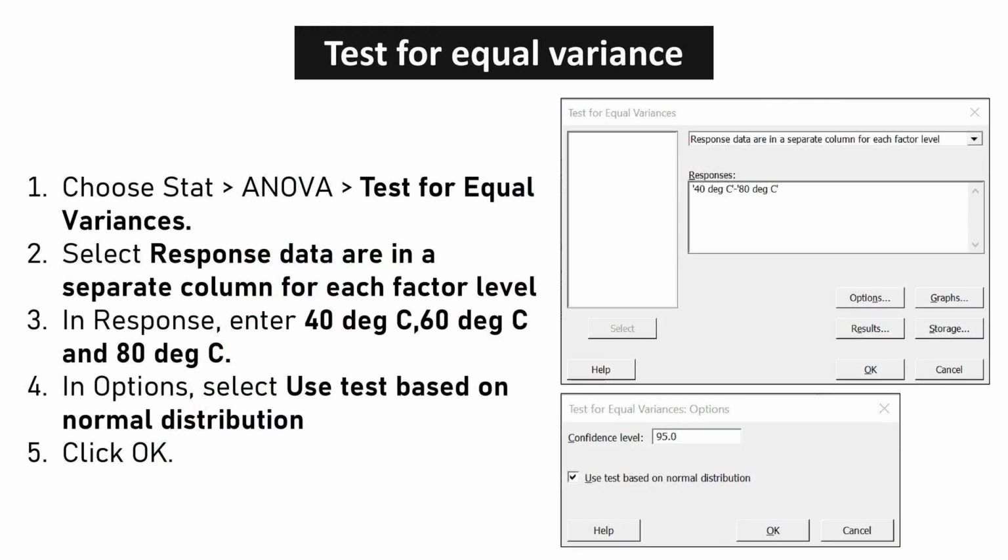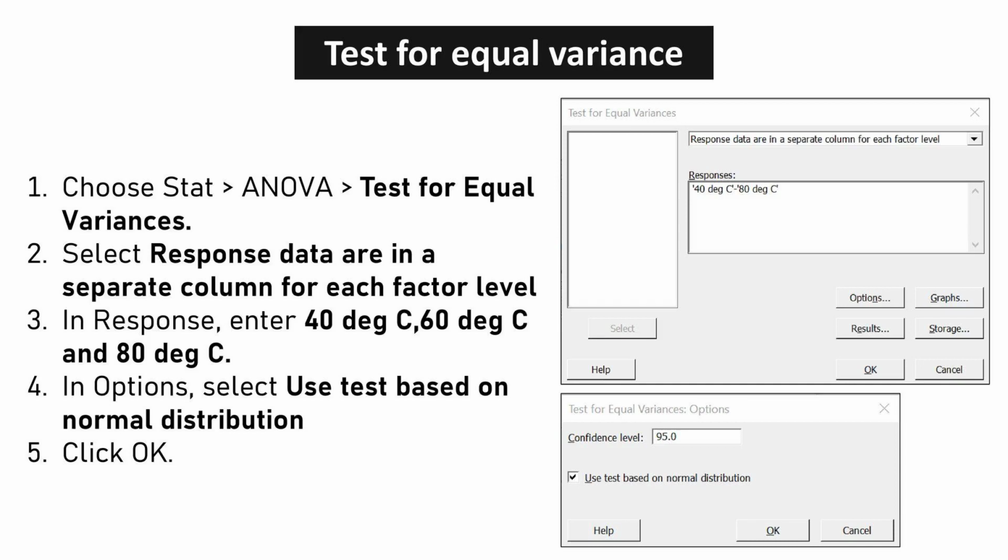Use a test for equal variances to test the equality of variances between populations or factor levels. Many statistical procedures, such as analysis of variance, ANOVA, and regression, assume that although different samples can come from populations with different means, they have the same variance.